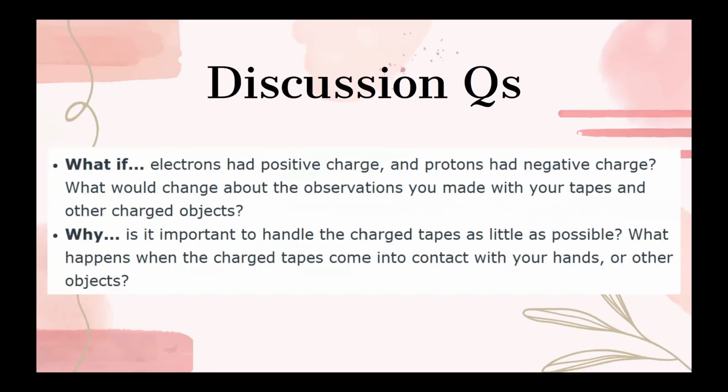Moving on to the discussion cues. For our first what if question, there is no change if electrons had positive charge and protons had negative charge. This is because opposite charges would still attract and like charges would still repel. For the why question, it is important to handle the charged tapes as little as possible because if the tape accidentally comes into contact with any other object, you may accidentally ground the charged tapes, making them neutral instead of charged like the lab intended.